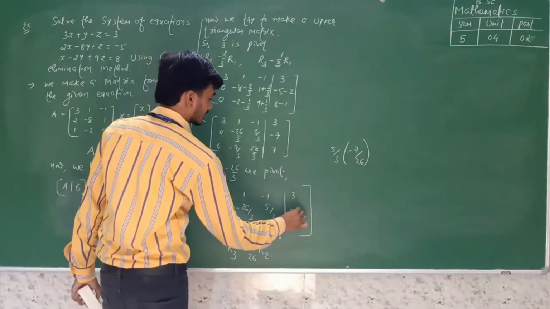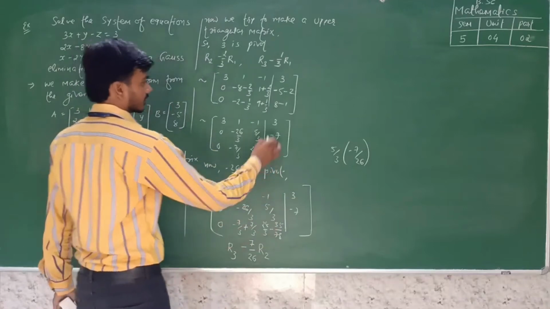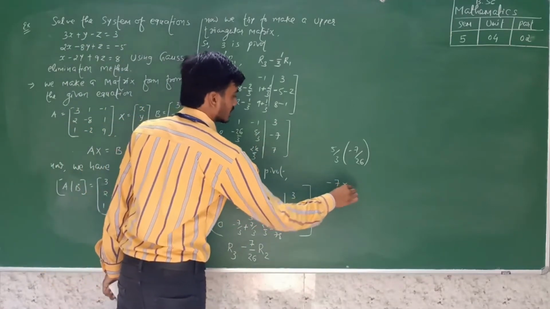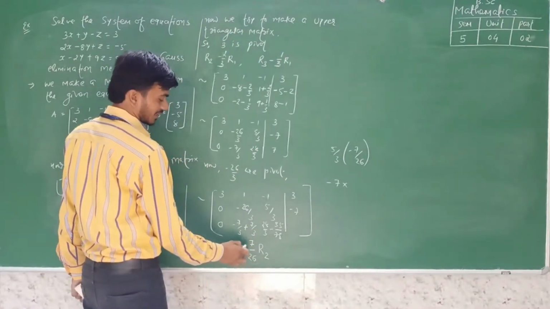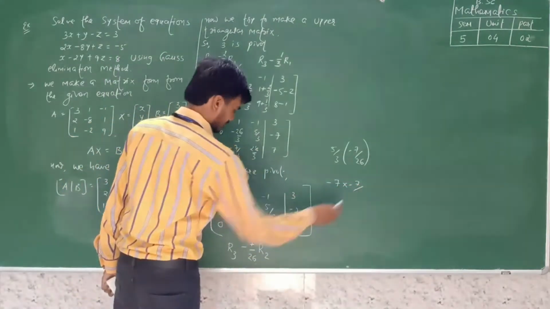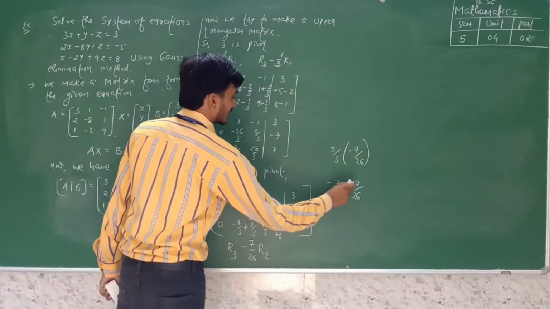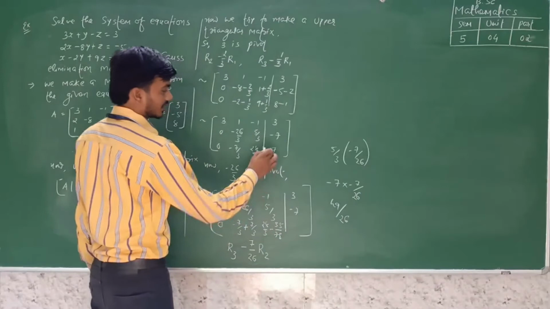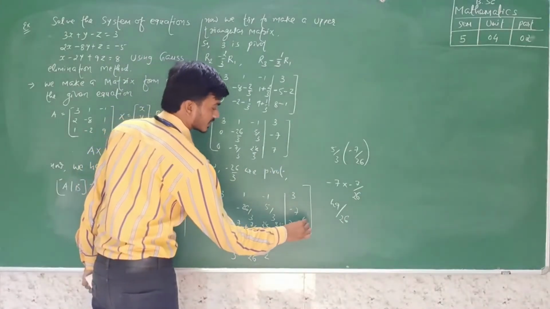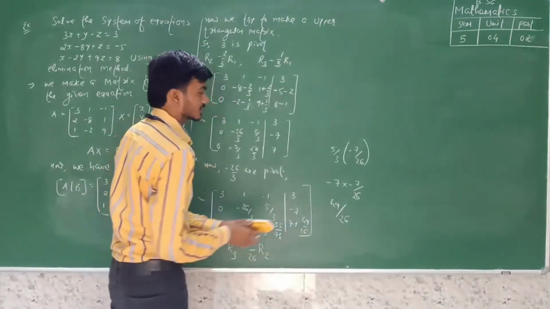So minus 7 into 5, 35 upon 78. 3, minus 7 will be there, minus 7 into the second row. Each element of the second row is multiplied by minus 7 by 26. That means minus minus plus, 7 into 7, 49 upon 26 will be added there. 7 plus 49 upon 26.